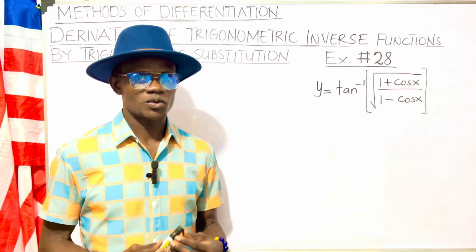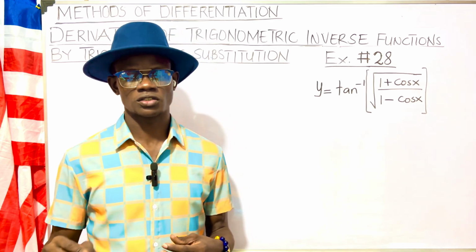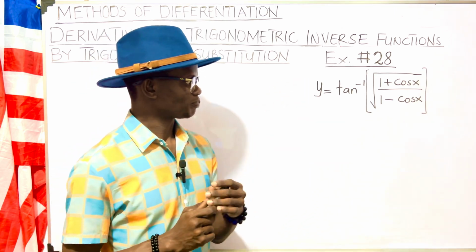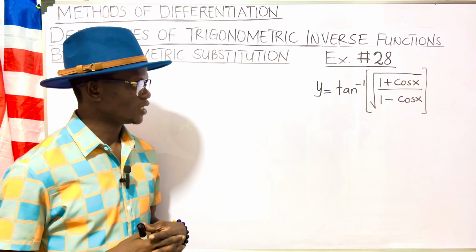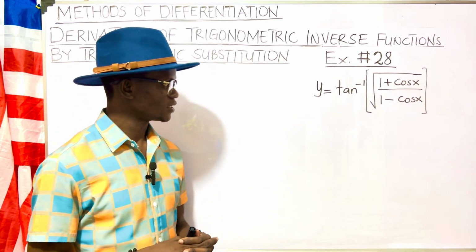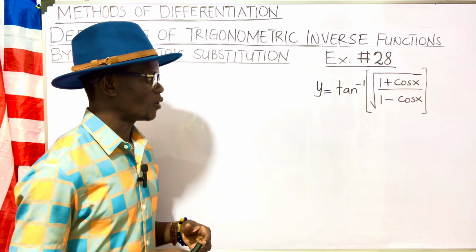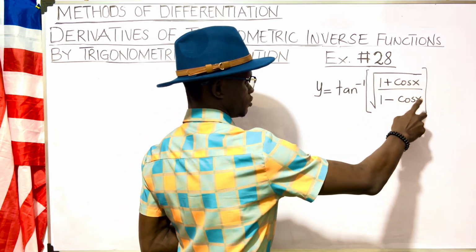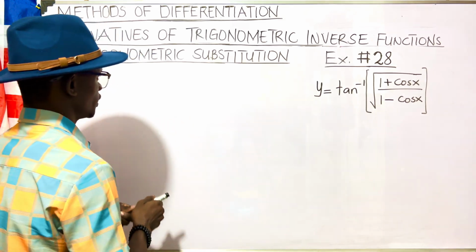In today's lesson, we want to look at finding derivatives of trigonometric inverse functions using the trigonometric substitution method. Now, we have question number 28. That is tangent inverse of the square root of (1 plus cos x) divided by (1 minus cos x). So our objective here is to ensure that we make the expression in here to just be tangent of some angle. So let's go ahead.